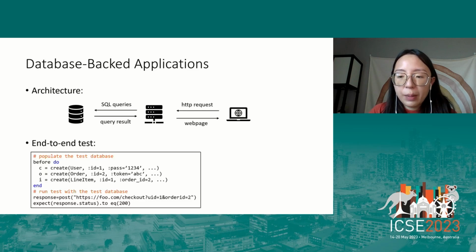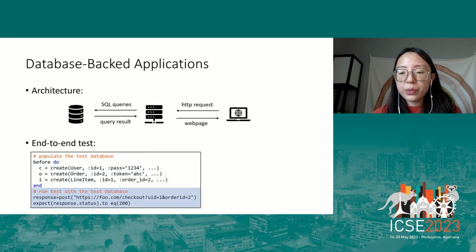The test for such an application often involves two parts. This is a simplified test on the checkout page of a shopping app. The first part creates a test database with carefully designed content. Each line here calls a create function to insert a tuple into the database. Then the tester calls a post action with this URL because it's a web application. The carefully designed database should respond with a successful checkout, with the matching UID and order ID in the URL reflected on this line.